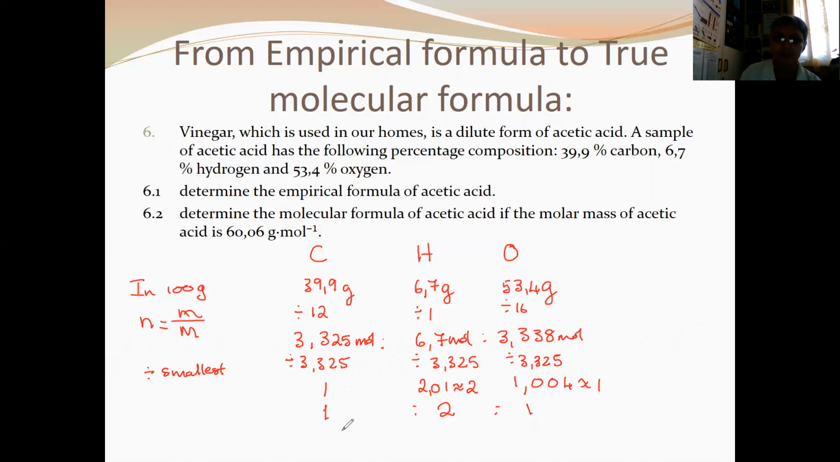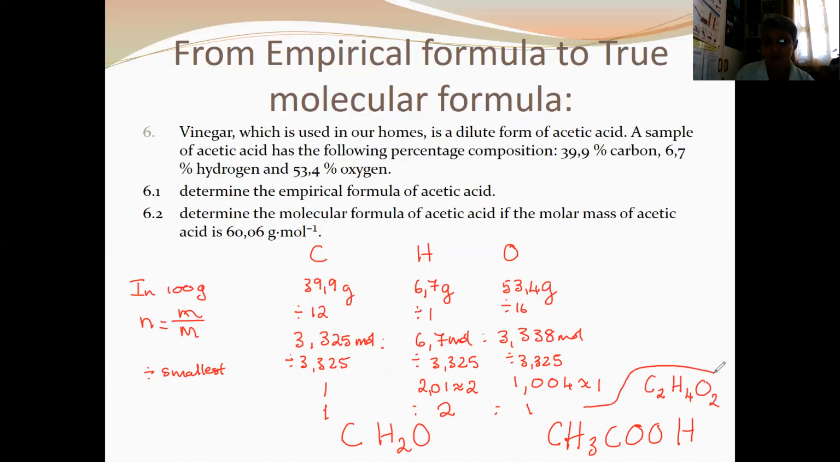Acetic acid's empirical formula is CH2O. The actual formula is CH3COOH, so we can write that as C2H4O2. That is the actual, the true molecular formula for acetic acid.